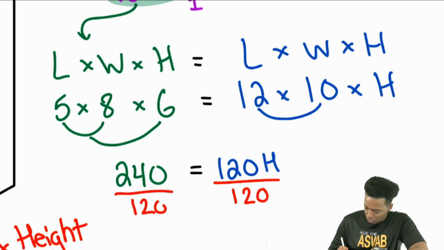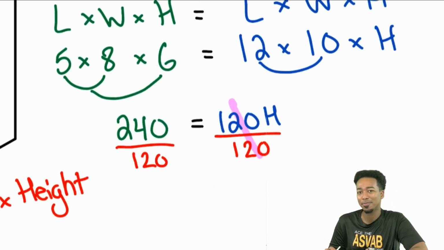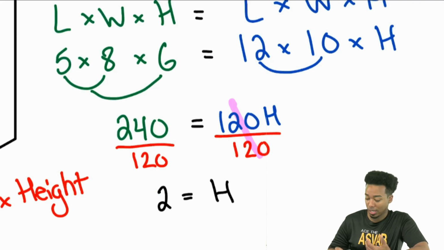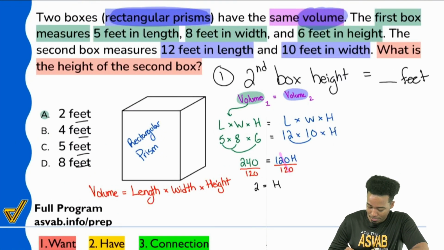So boom, 120 cancels out, and we have ourselves 240 divided by 120. That's going to be what? Yeah, it's going to be 2. So we have 2 equals h, and since h represented, what was that? The height? That's going to be a height of 2 feet.